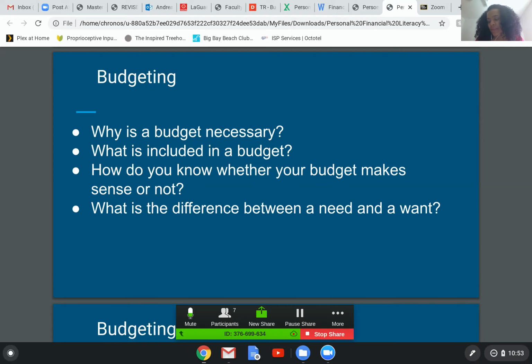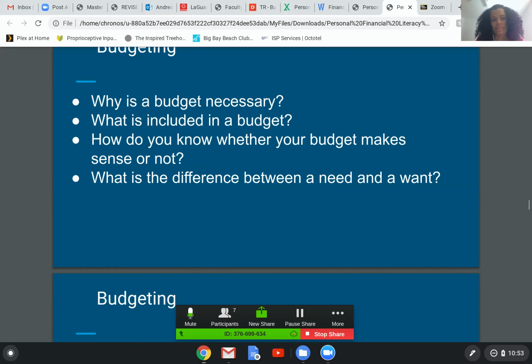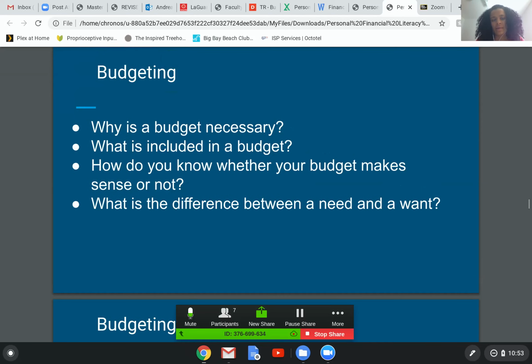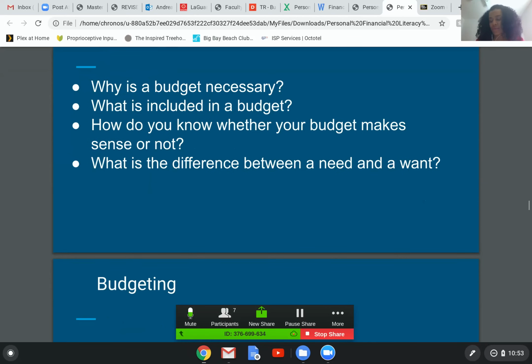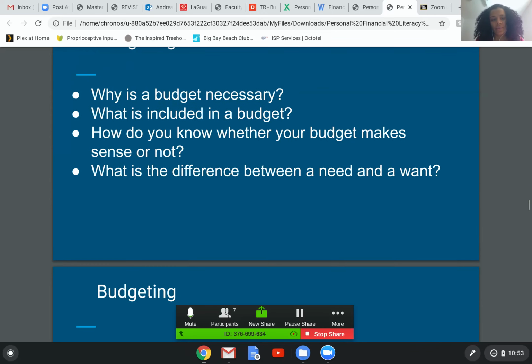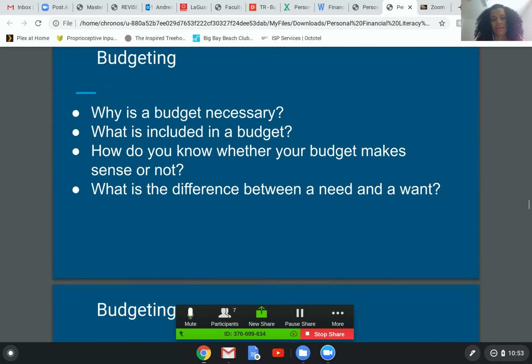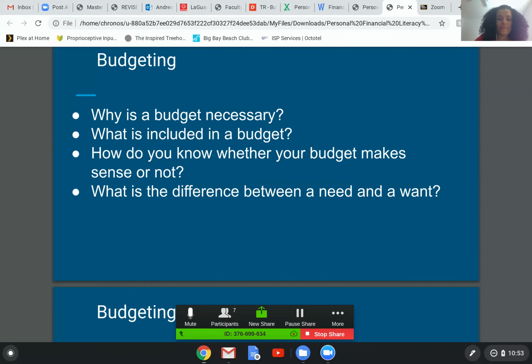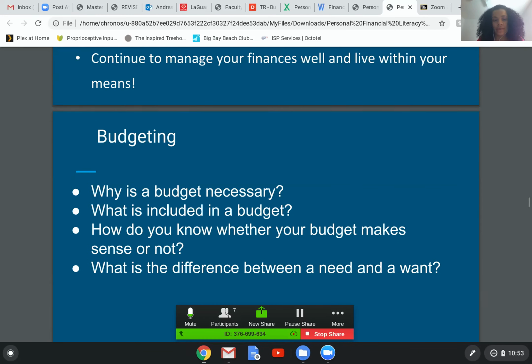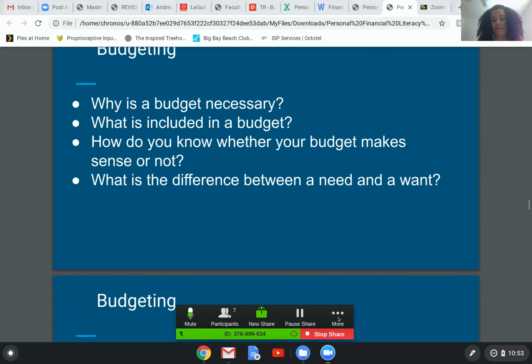But today we'll look at budgeting and then move into one or two other topics. So who wants to either in the chat window or just say out loud, why do you think a budget might be necessary for you or for anybody? Why is a budget necessary?